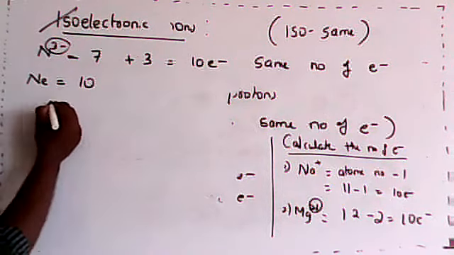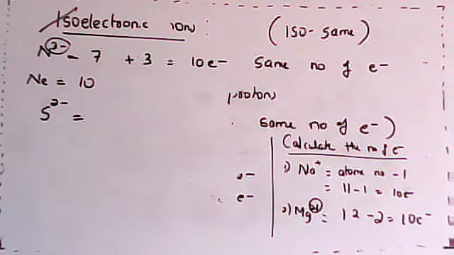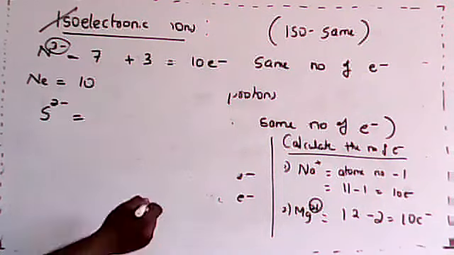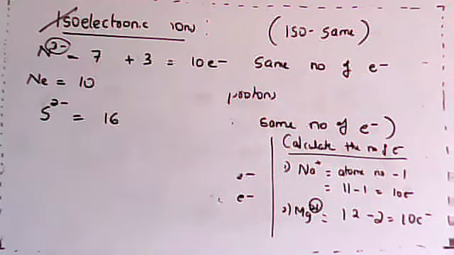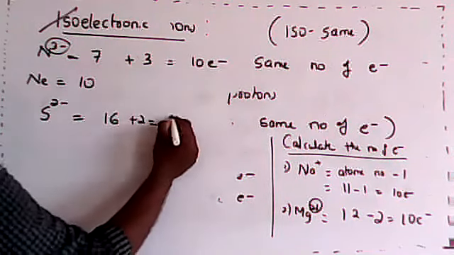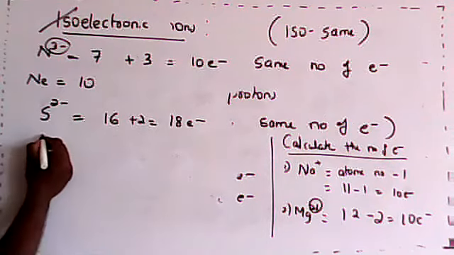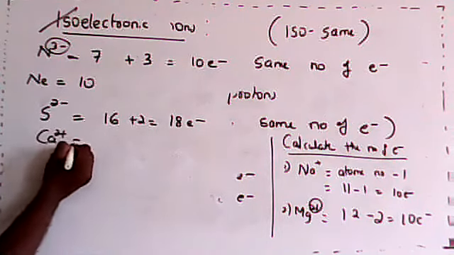For example, can you find it in S2 minus? I'll tell you, sulfur has an atomic number of 16. You write it. Okay. Yes, it is 18. Yes, Prajwal. Yes, Aditi. Yes, Prithvi, right? Yes, it is 16 plus 2. That is 18 electrons. Can you find it for Ca2 plus?